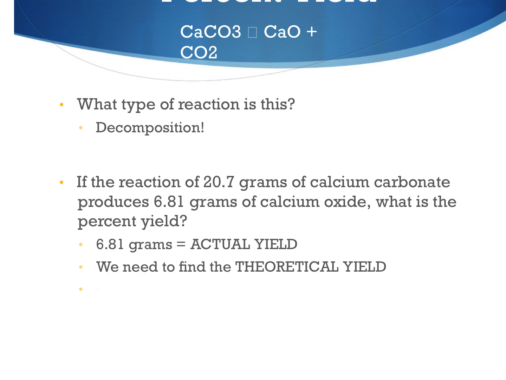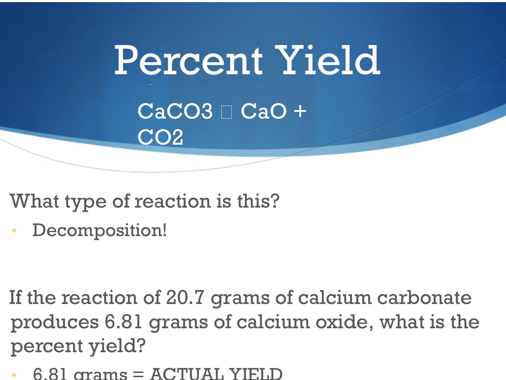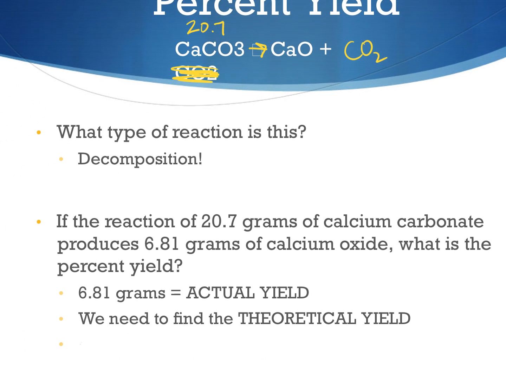This says if 20.7 grams of calcium carbonate, that has to be this one up here, produces 6.1 grams of calcium oxide, what is the percent yield? So it says it produces this much. This has to be my actual yield, right? Because it's saying it actually does produce that much. So that's my actual yield. We need to find our theoretical yield in order to calculate percent.